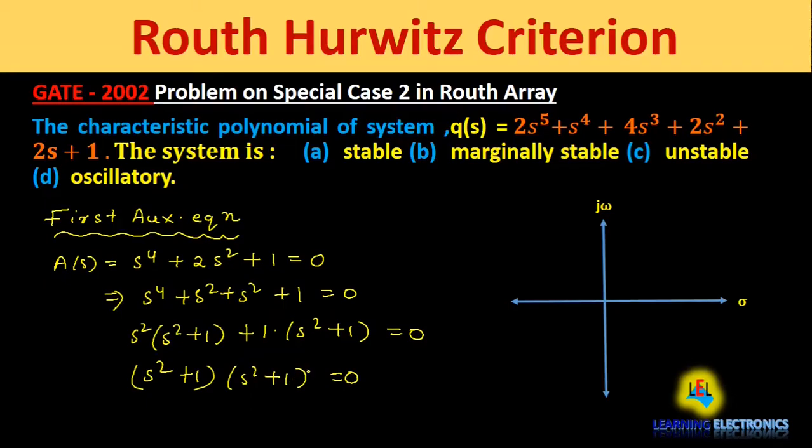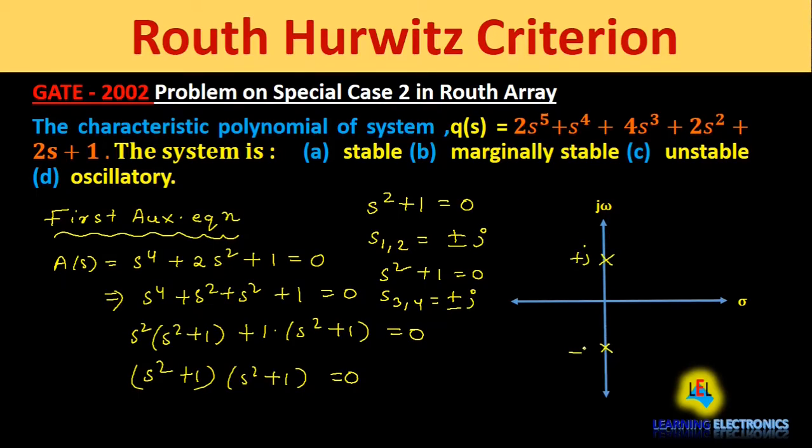So from this equation we will get 4 roots. First, s² + 1 = 0 is there. So from here we will get the first root and second root is equal to ±j, and again we will take s² + 1 = 0. Again we will get roots number 3 and 4 equal to ±j. Now we will plot these roots on the imaginary axis. So here we will get +j and here we will get −j, and again here we will get +j and here we will get −j.